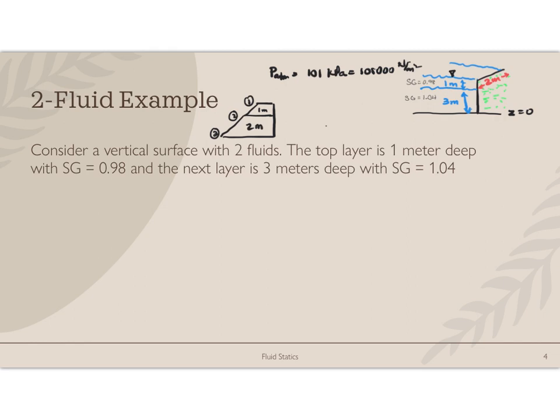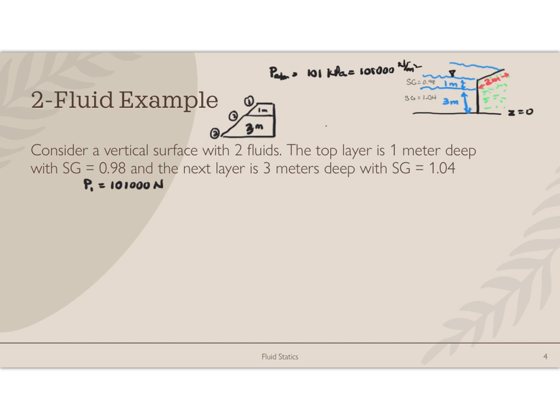If you look at this, and that should be 3 meters, we have a pressure at the top that is atmospheric pressure at point 1. At point 2, the bottom of the top layer, 1 meter below that, we're going to have another pressure that is due to the weight of that top fluid. And then at the very bottom, we're going to have the pressure that is due to the fluid at the lower level. Okay, so we can evaluate each one of those. So P at the top, we know is atmospheric.